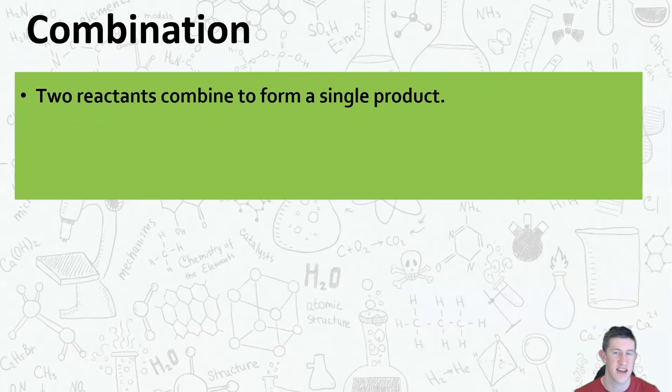Combination is the next one. This is like the opposite of the decomposition reaction, when two things combine to form a single product that's not necessarily a reaction. So we take this X plus Y, and it just goes to an XY. An example of this is the formation of water.